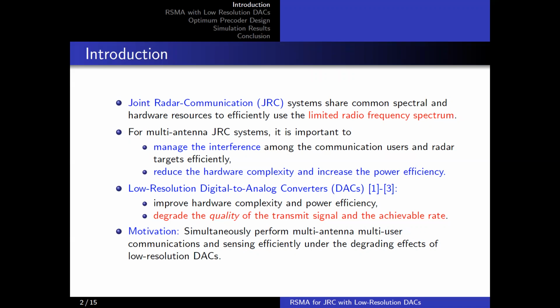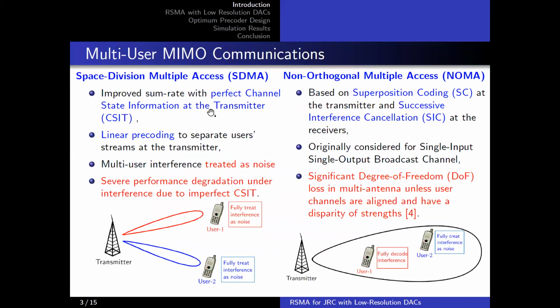However, operating DACs with low resolution degrades the quality of the transmit signal and so the actual rate in the system. Our motivation in this work is to simultaneously perform multi-antenna, multi-user communications and sensing efficiently under the degrading effects of low-resolution DACs. Now we take a look at the multi-user, multiple-input multiple-output communication methods.